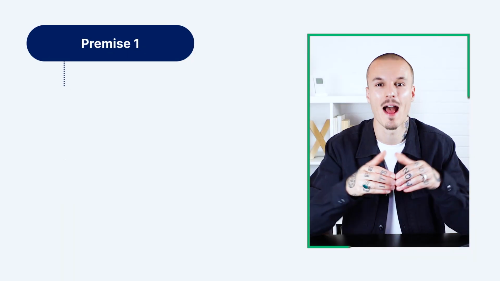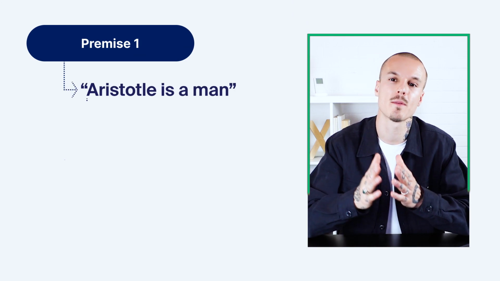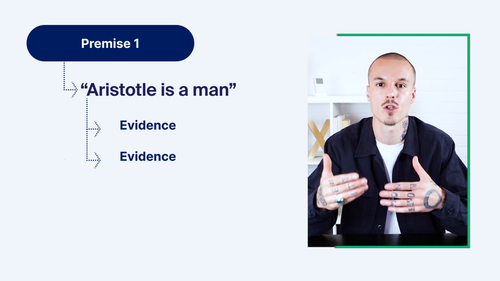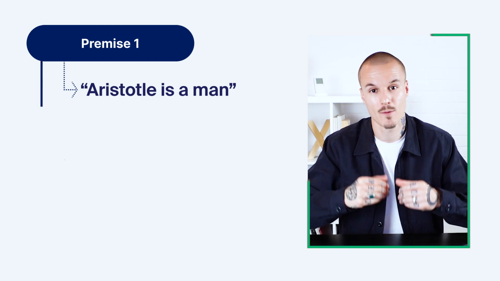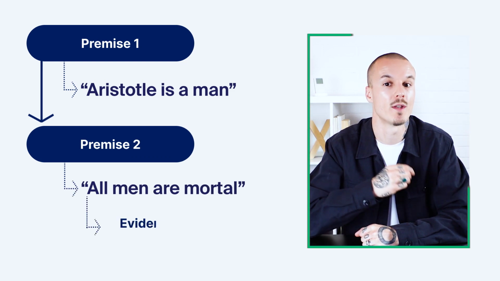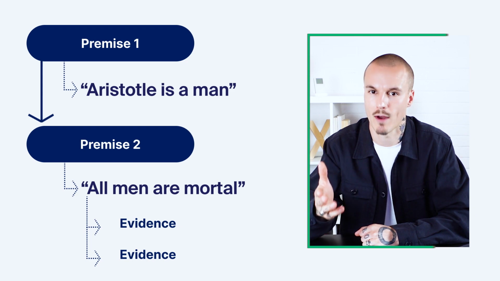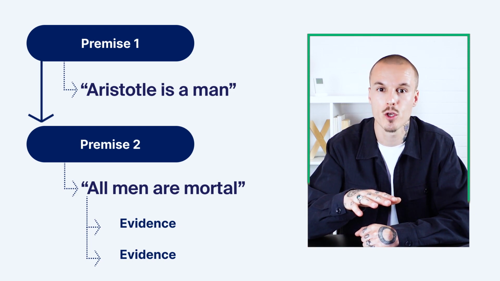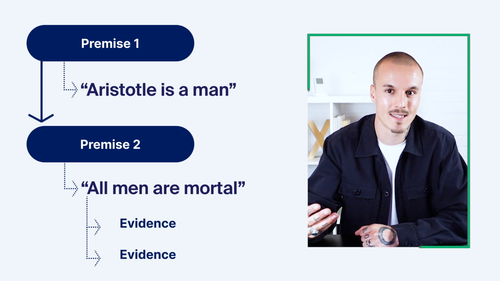Our first premise, Aristotle is a man, could be supported with empirical evidence, in this case, historical records of Aristotle's birth and life. Our second premise, all men are mortal, could again be supported with empirical evidence, scientific records in this instance, showing that, as far as we're aware, no human being has yet to achieve immortality and live beyond death. Citing a reference from a reputable academic source is essential to support the validity of your argument.